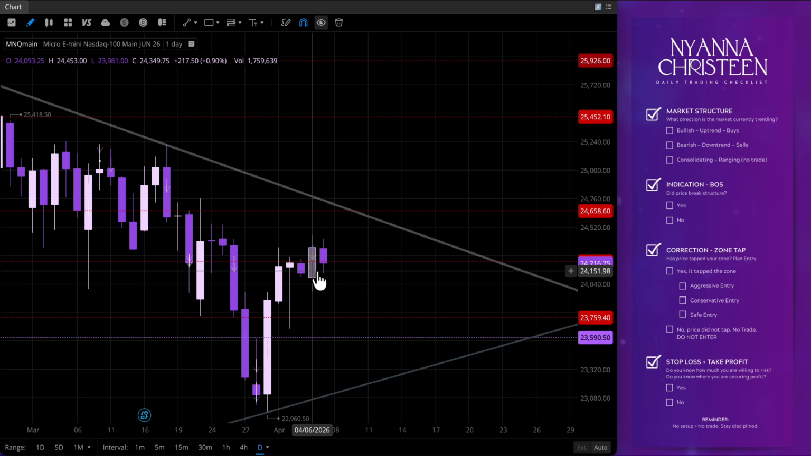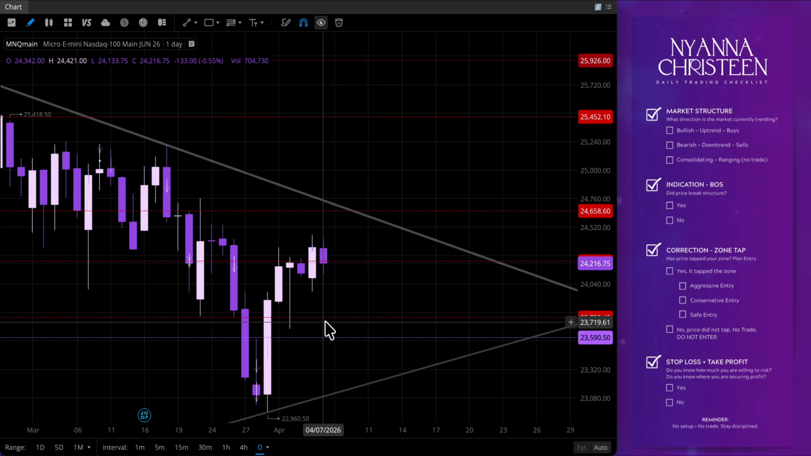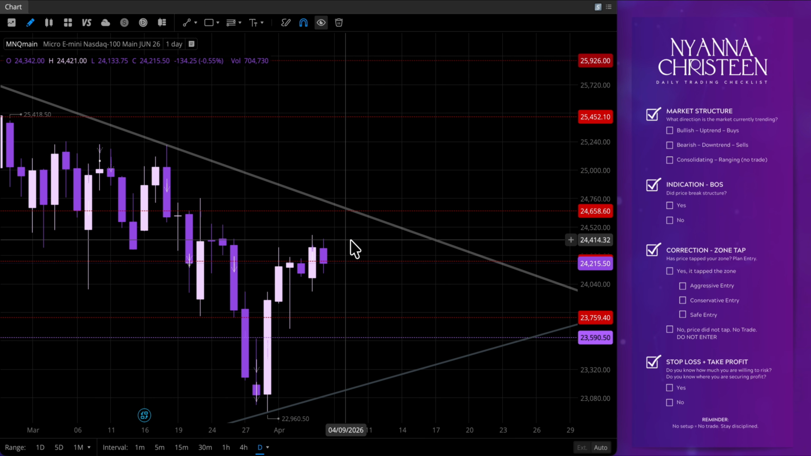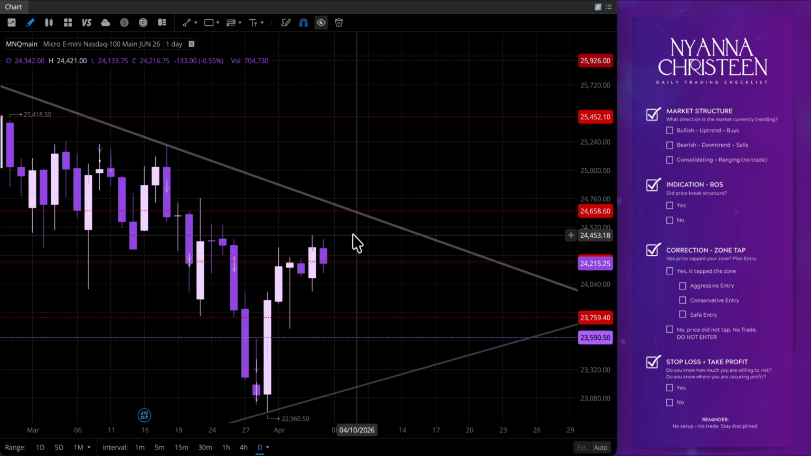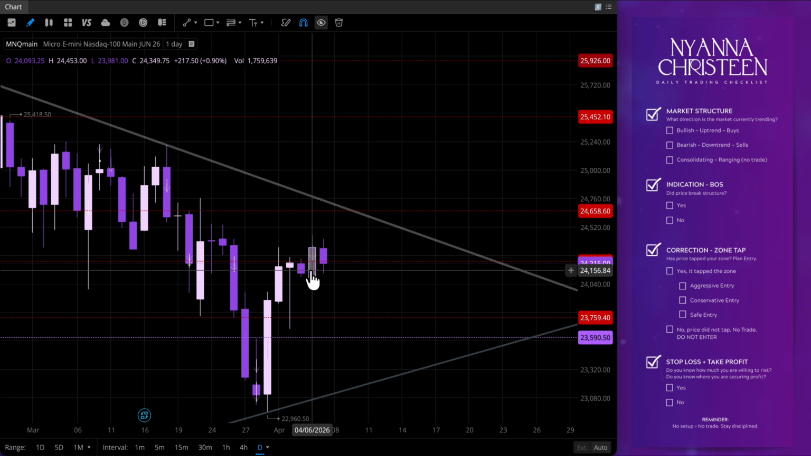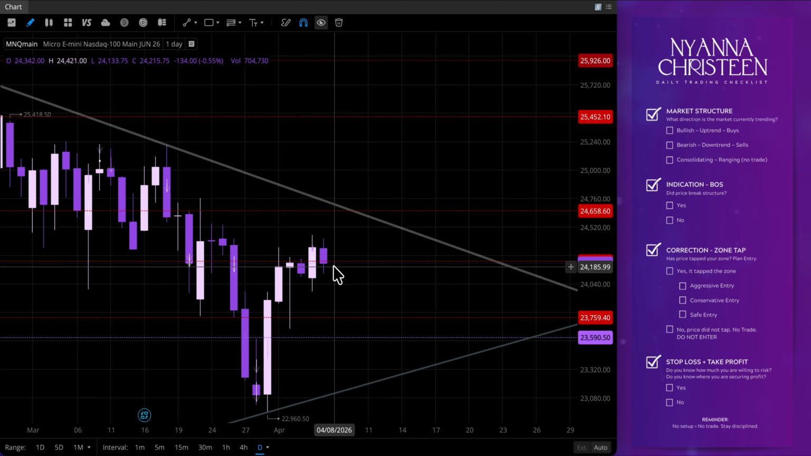So what that would tell me is if price was to break this low here, price could possibly start going down for sales. But if price ended up breaking this high here, this candle here, price would want to continue to the upside, and then this candle would flip to a bullish candle. But currently it is bearish.